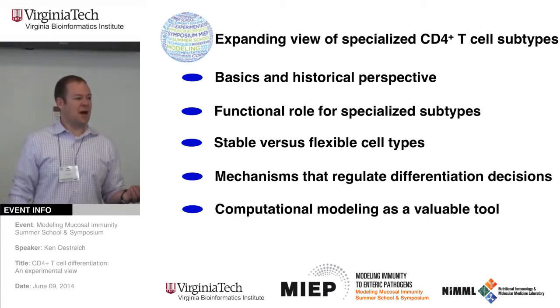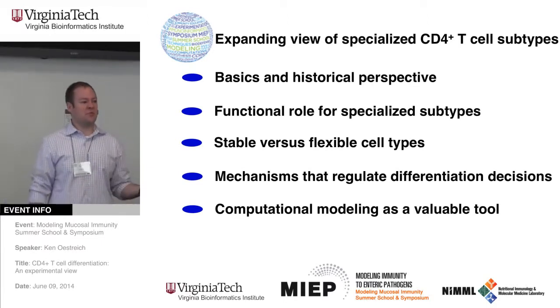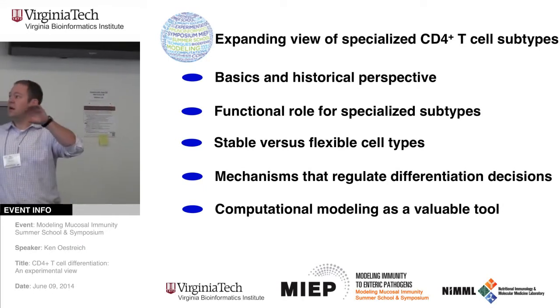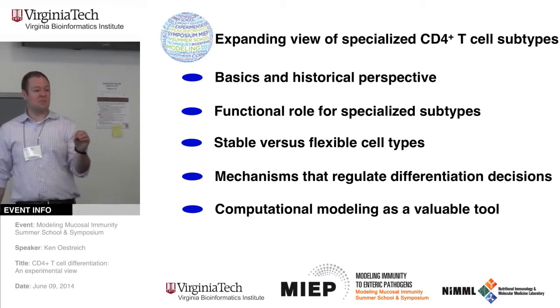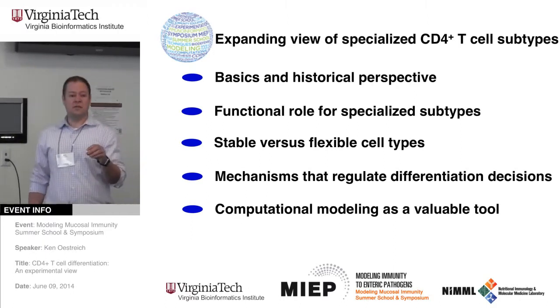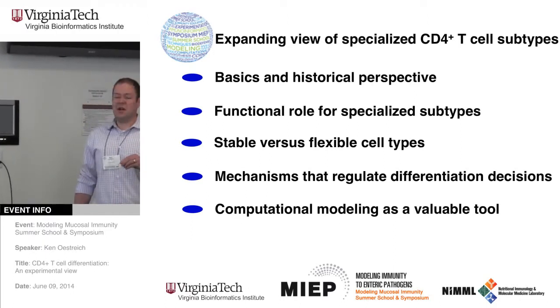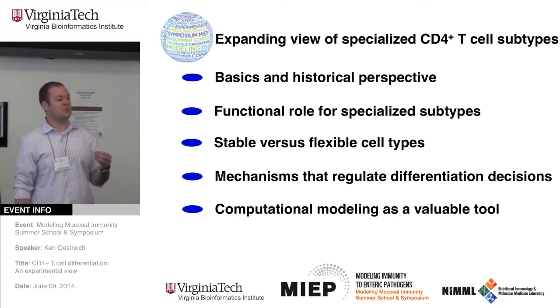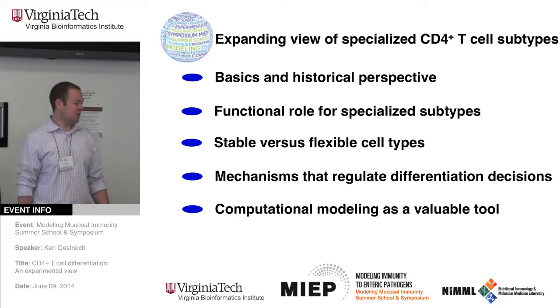Kind of a recent concept, the idea that you can actually have not only stable T helper cell populations, but also flexibility between one mature T helper cell type and another. The molecular mechanisms that actually regulate those differentiation decisions. And then finally talk a little bit at the end about how computational modeling is a valuable tool to really comprehensively understand T helper cell differentiation.